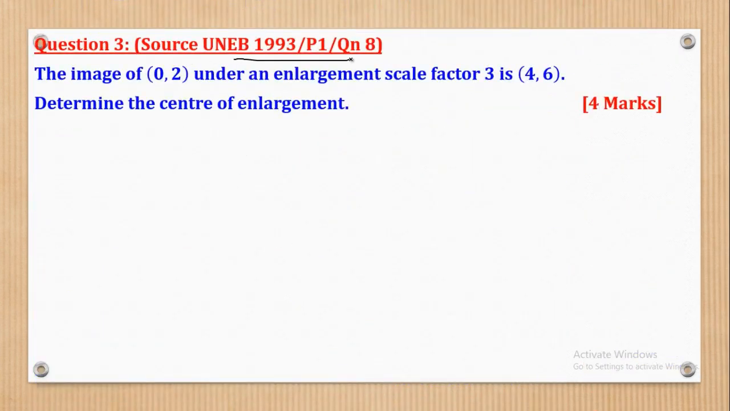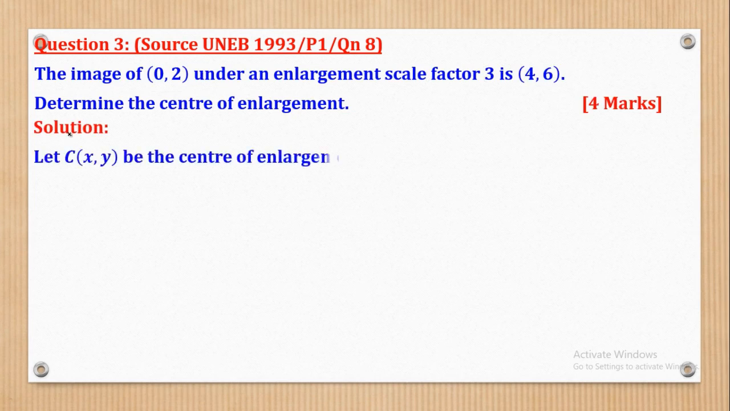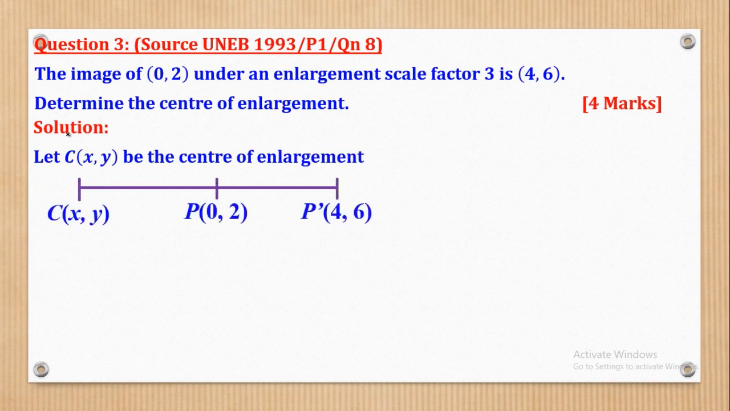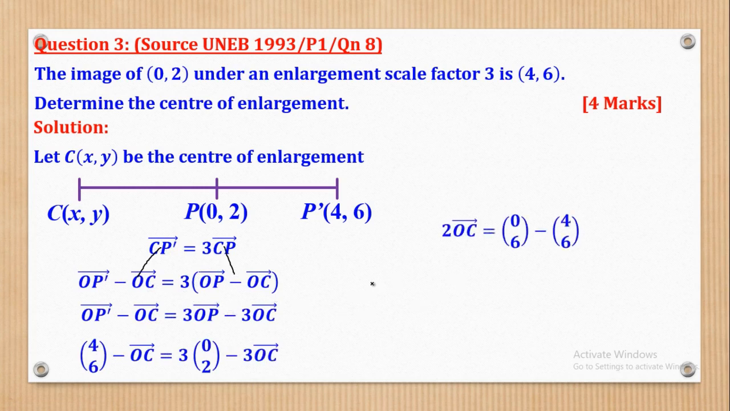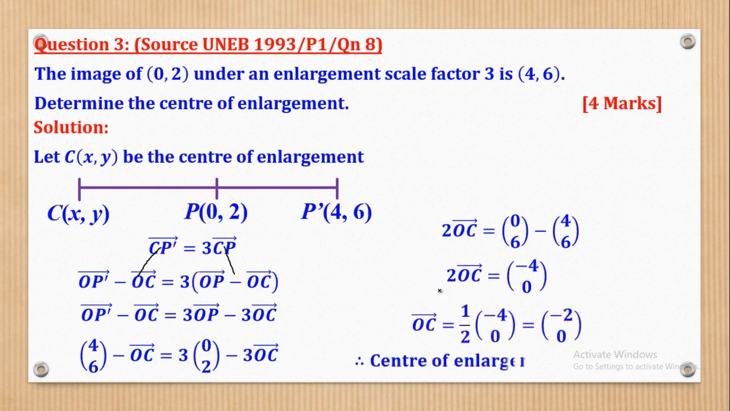Then question 3 came from UNEB 1993, paper 1, question 8, and says, the image of this under an enlargement scale factor 3 is this. Determine the center of enlargement. Still we shall do the same, make a simple sketch. Then we shall say the distance of the image is equal to the scale factor times the distance of the object. Expand this to give you that, this to give you that, open brackets to give you that, then substitute for OP prime and OP to give you that, then make OC the subject, and you come up with that. Therefore, the coordinates are those ones.